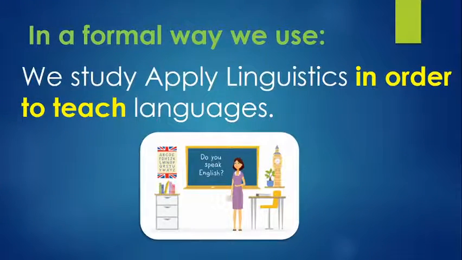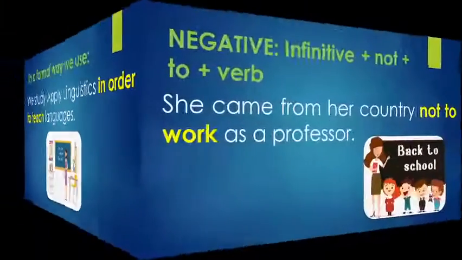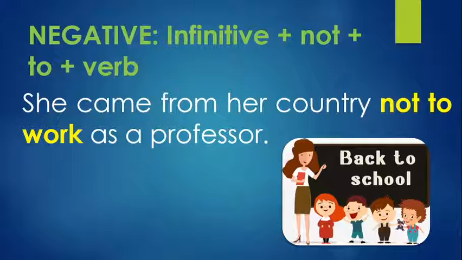In a more formal way, we are going to use in order to. Let's see this example. We study applied linguistics in order to teach languages. In the negative form, we are going to use not plus to plus the verb. She came from her country not to work as a professor.